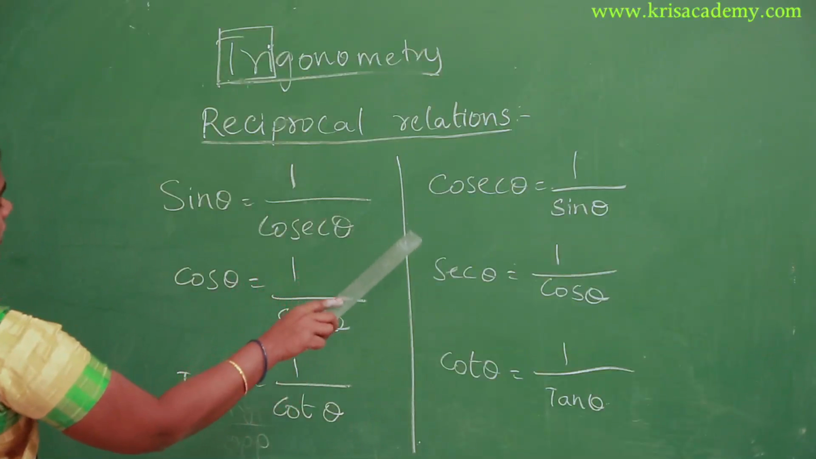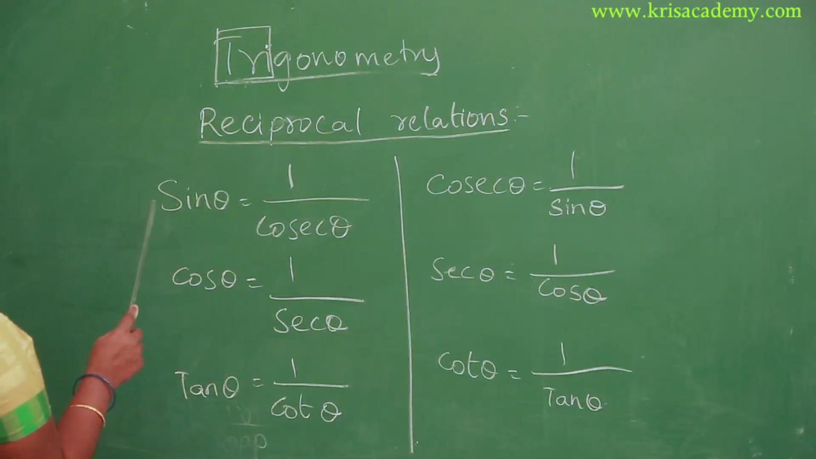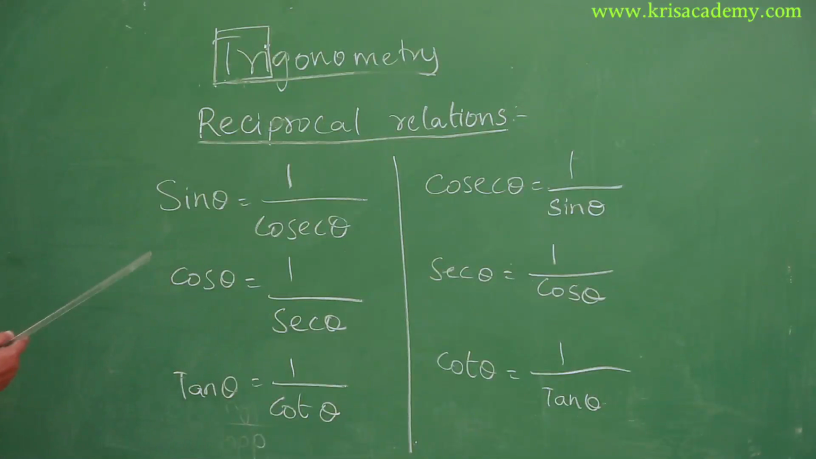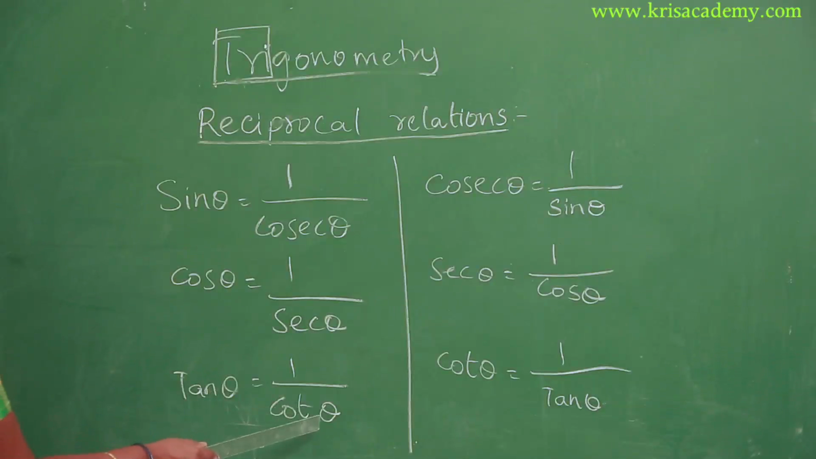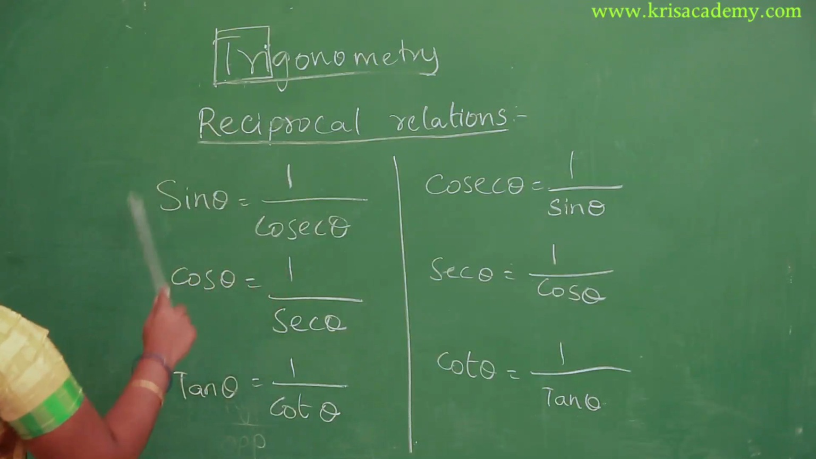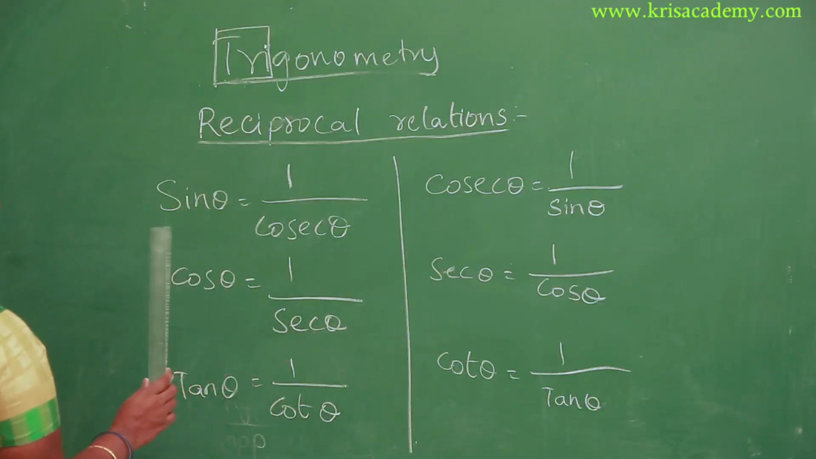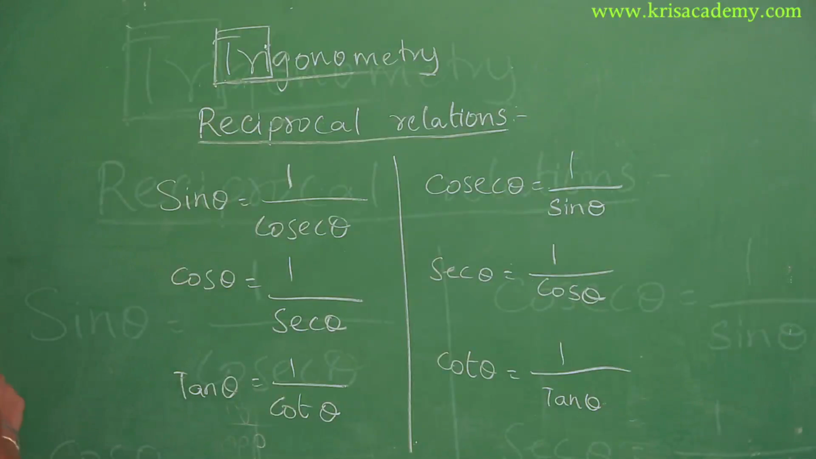The reciprocal relations are very important. When we are doing identities or verifying LHS and RHS, we need to write 1 by cosecant theta instead of sine, or we may use tan theta as 1 by cot theta. So reciprocal relations are very important to know for the identities.